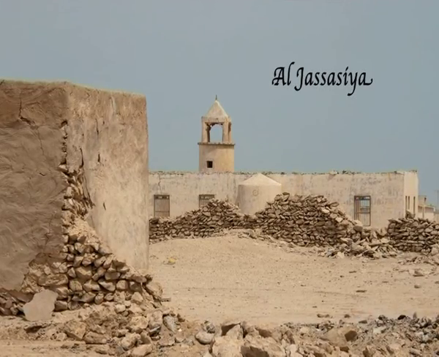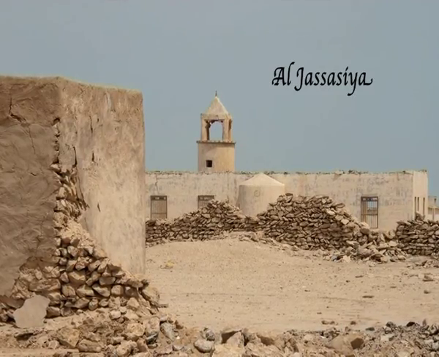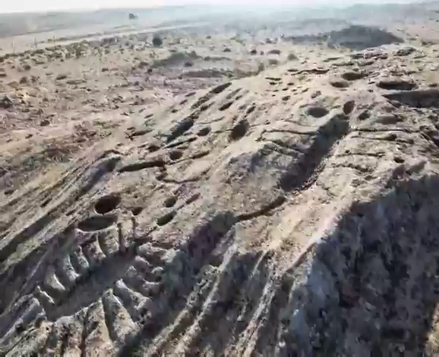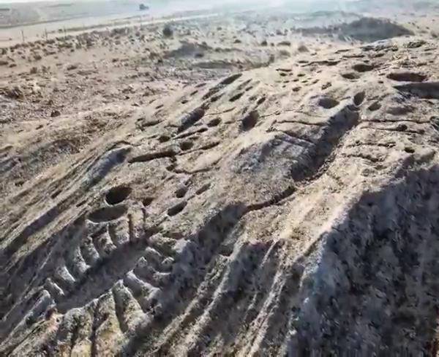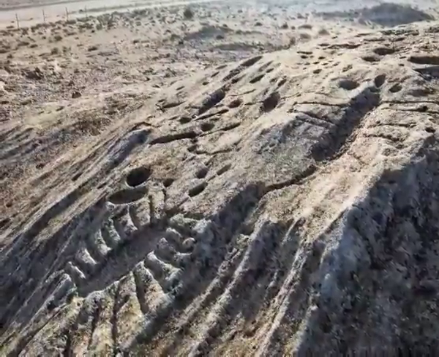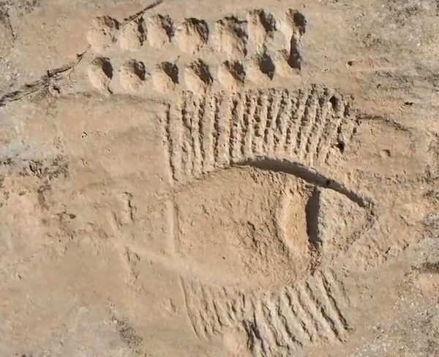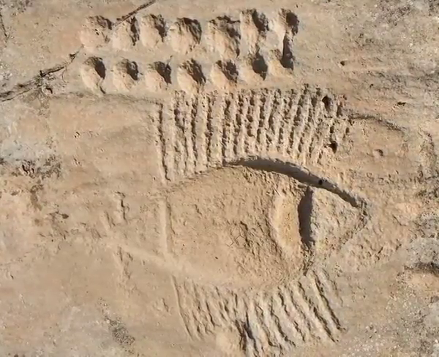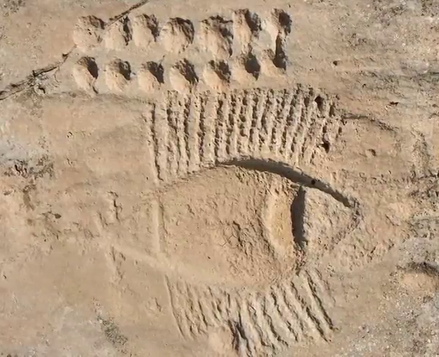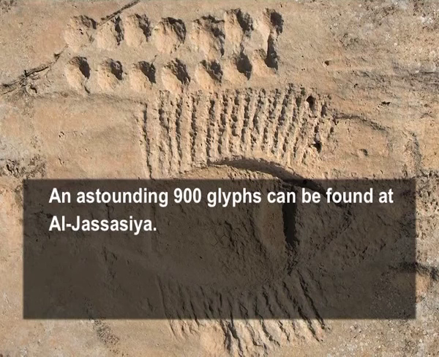Al-Jassassiya. Al-Jassassiya is one of the most mysterious and attractive sites in Qatar. It is one of the few places where petroglyphs are found, which are collections of rare and amazing signs carved in the stones. Carvings found at Al-Jassassiya are considered the most extraordinary in terms of both their quality and their state of preservation. An outstanding 900 glyphs can be found at Al-Jassassiya.